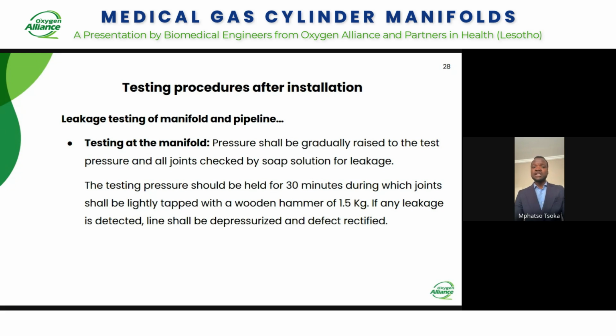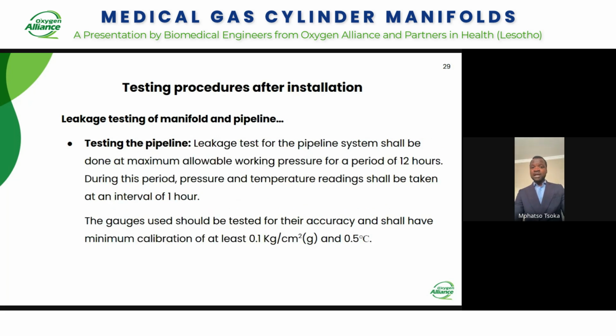And the testing pressure should be held for 30 minutes, during which joints shall be lightly tapped with a wooden hammer of maybe about 1.5 kg. And if any leakage is detected, the line shall be depressurized and the defect shall be rectified before operation is handed over. And then the leakage test for the pipeline system shall be done at the maximum allowable working pressure for a period of about 12 hours, which is about half a day.